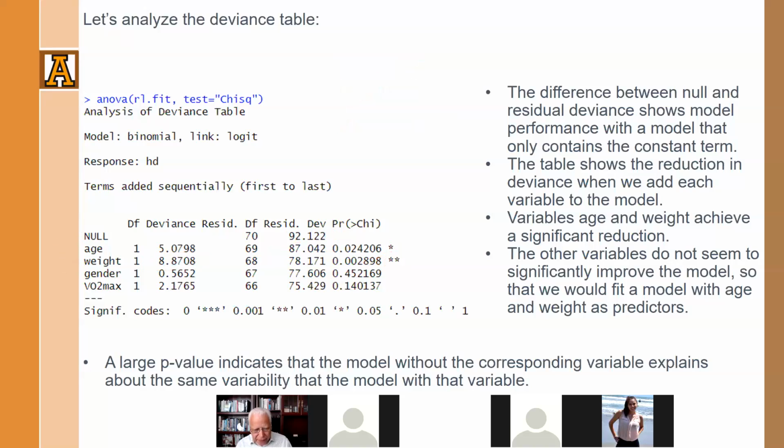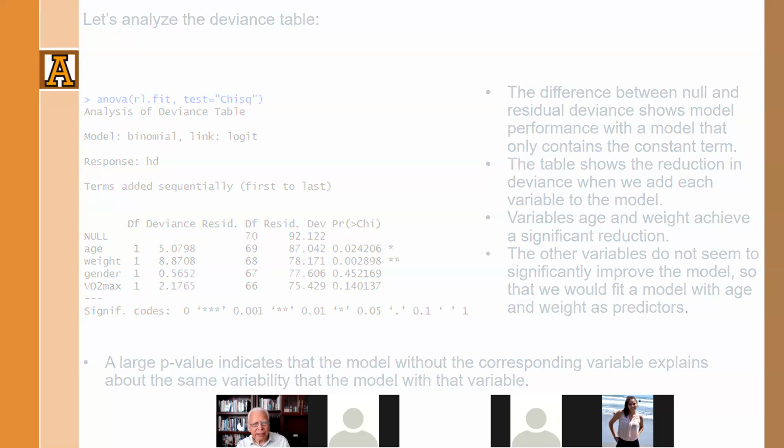And I added here another explanation. A large p-value indicates that a model without the corresponding variable explains about the same variability as the model with that variable. So why add a variable? Because of parsimony, there's no need to add a variable that doesn't have value. Okay. In essence, that's what it's saying.